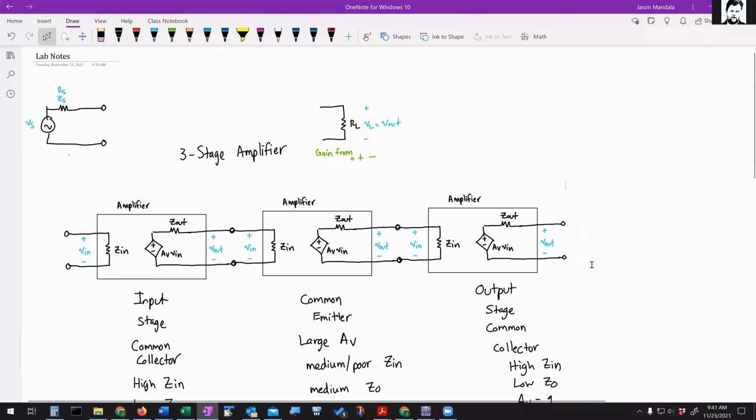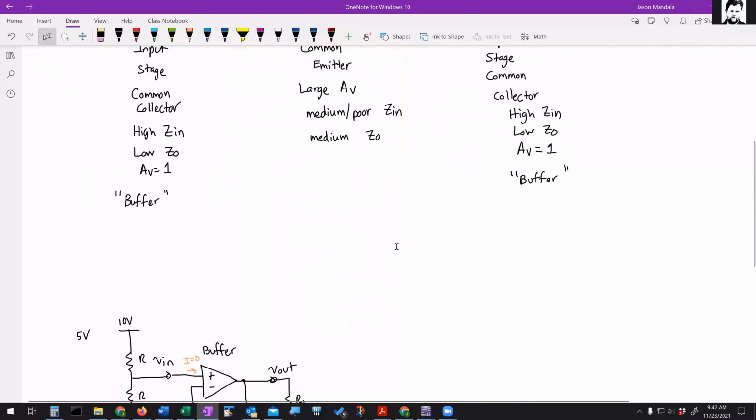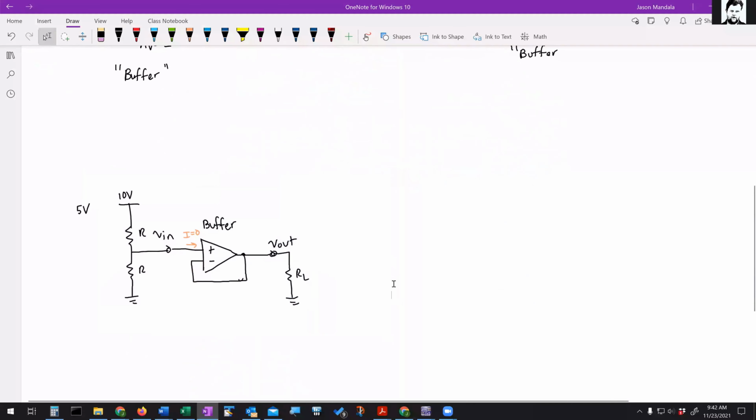And then finally, if we wanted to drive a very small resistance load, we can do that with a common collector because the output impedance is so low. So I would say that a common collector amplifier is not often used on its own, but it's often used as part of a multi-stage amplifier system. On its own, it's not great because the voltage gain is 1, but it has other desirable properties, just like this buffer amplifier does.